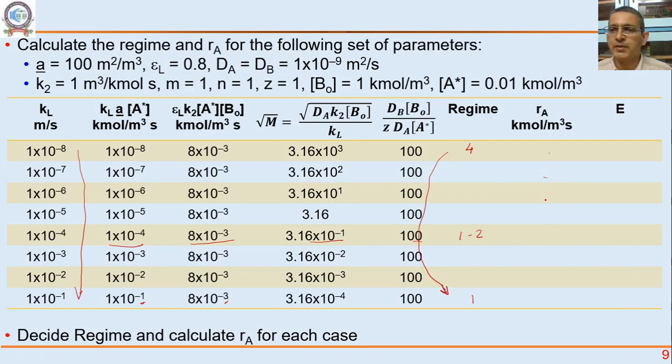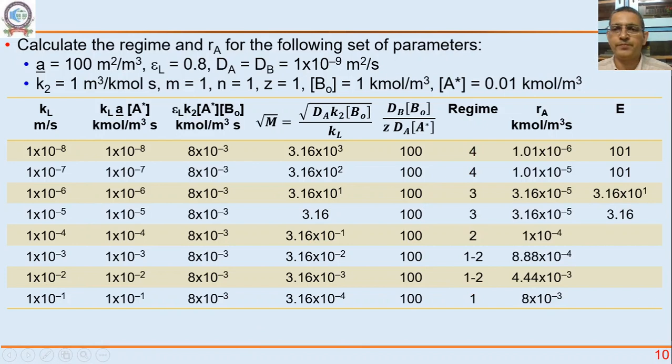Right, rates. Then you will see. Okay, here is the answer. Regime 4, 3, 3, 2, 1, 2, 1, 2, 1. Look at what happens to the rate. Rate is increasing with kL.